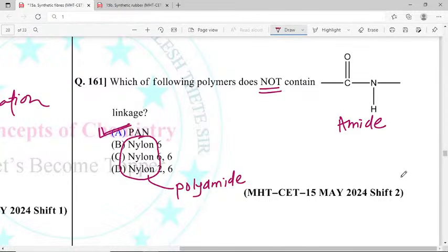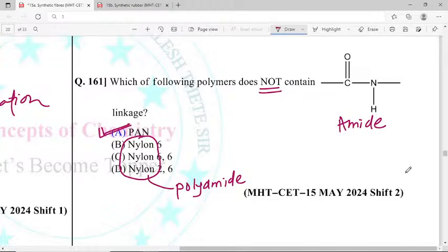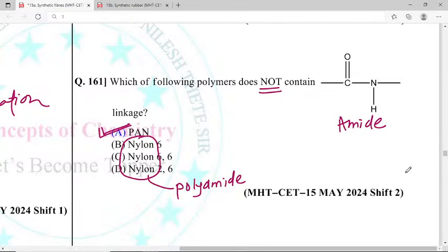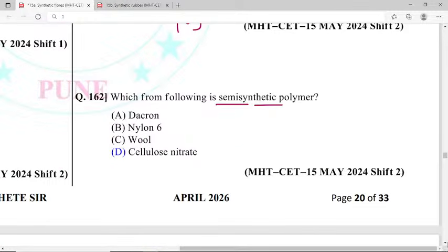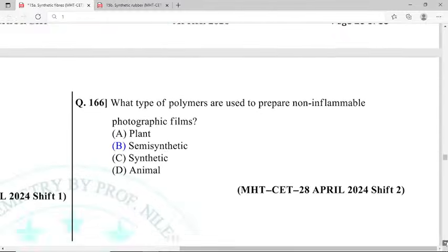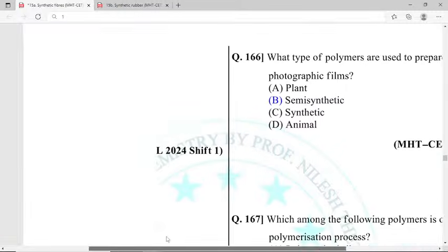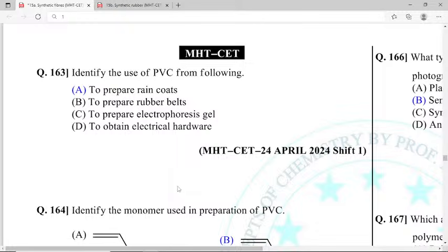Whenever it is written as nylon, it is called a polyamide. So polyamide always stands for nylon. There is a huge family of nylon, nylon 6,6, nylon 2,6. Which is regenerated? Cellulose nitrate is the regenerated polymer. Chemical treatment on a natural polymer makes a semi-synthetic polymer, also called a regenerated polymer.